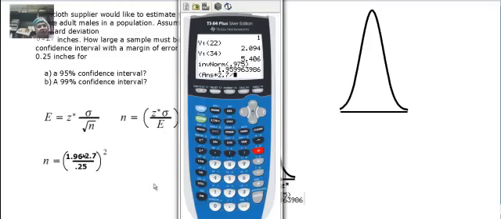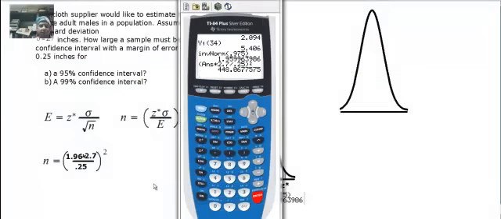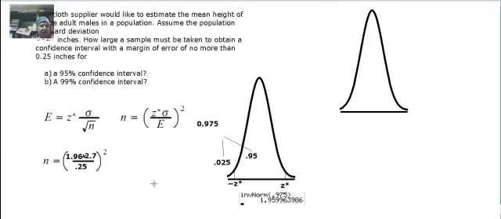All right. So then we have 0.25, right? Squared. So this is like 448.07. So I need a sample of what size? 449 for this, right?